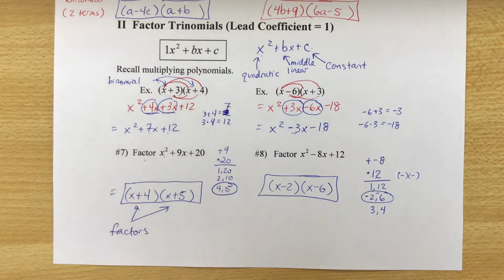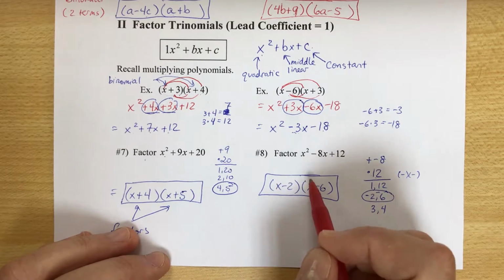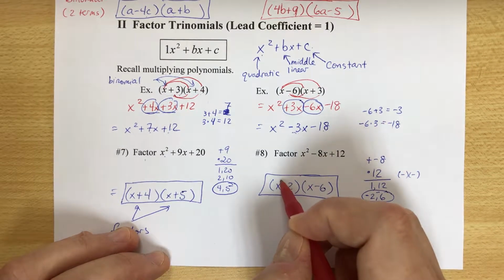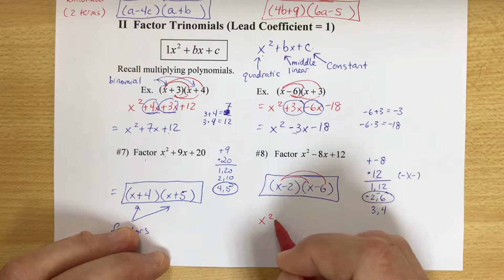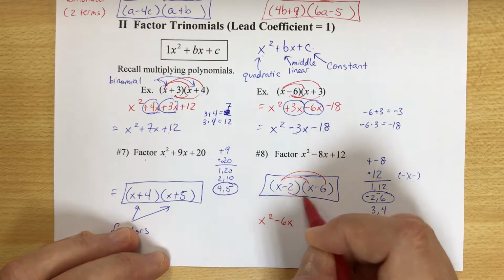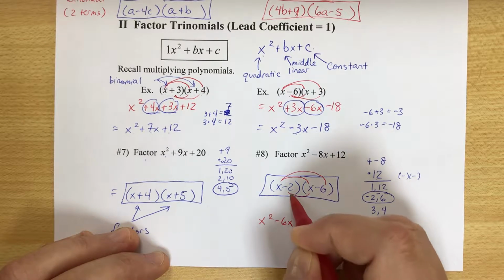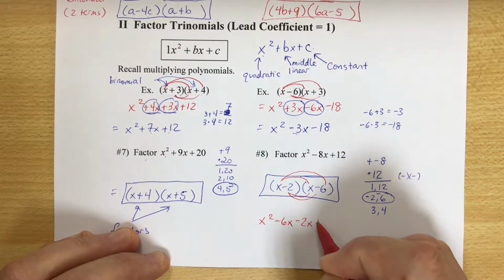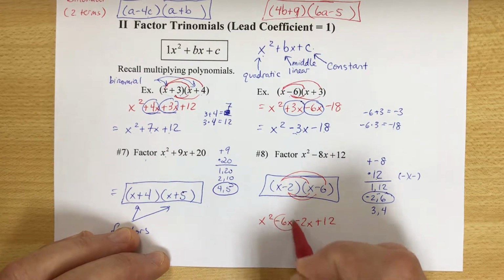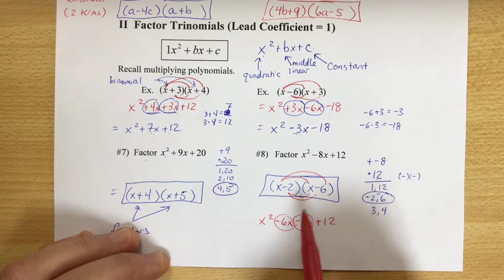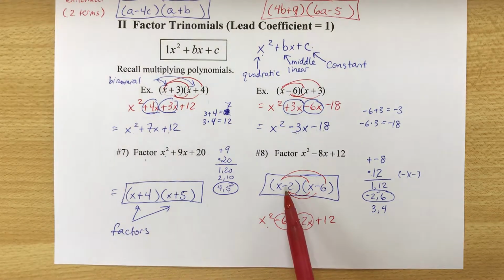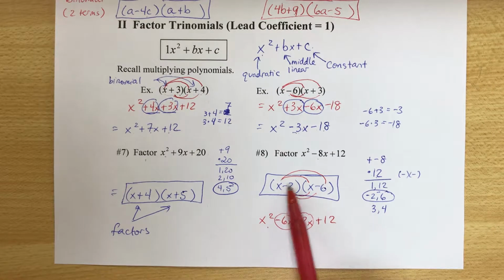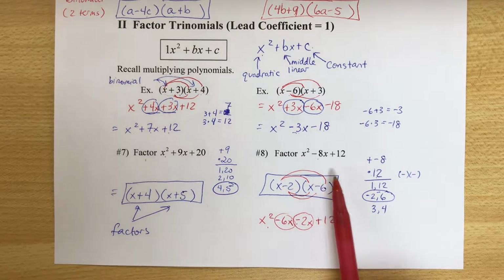If you don't believe me, go ahead and multiply it back out. And if I do, I'll check this one. x times x, x squared, x times negative 6, minus 6x. Negative 2 times x is minus 2x. Negative 2 times negative 6 is positive 12. Combine the two like terms, and what you get is x squared minus 8x plus 12. So that means when you factor, this is equivalent to this. It's just in a factored form, where this is not.